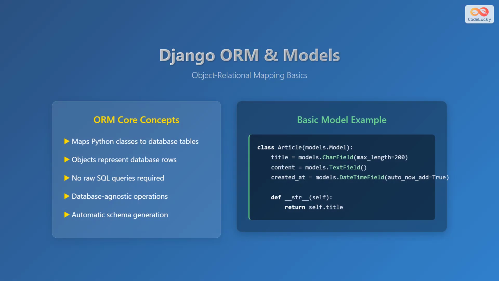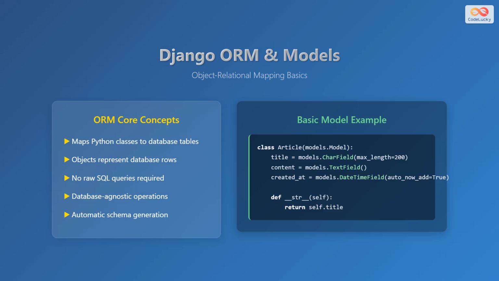Django's object relational mapping, or ORM, is the bridge between Python objects and database tables. The ORM maps Python classes to database tables, eliminating the need to write raw SQL queries. Each model class represents a database table, while individual objects represent table rows. This abstraction provides database-agnostic operations, meaning you can switch between PostgreSQL, MySQL, SQLite, and other databases without changing your code. The ORM automatically generates database schemas from your model definitions.